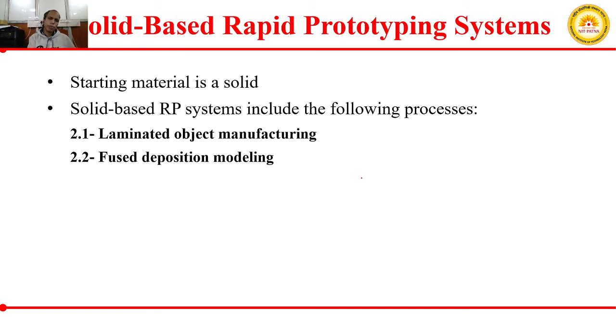Then we have the second type of RP technologies, in which your starting material is solid. Under solid based rapid prototyping technologies, we have laminated object manufacturing and fused deposition modeling. Initially when these RP techniques were developed, fused deposition modeling was quite common, although it is quite common nowadays also.